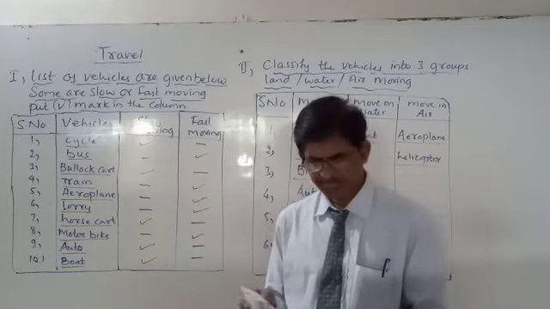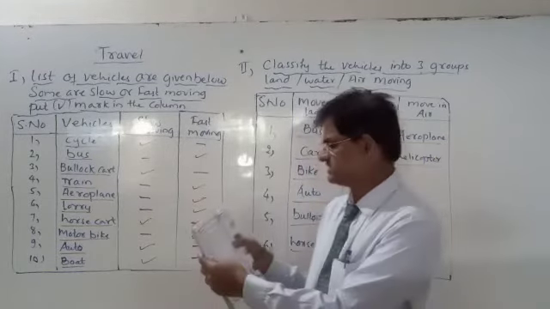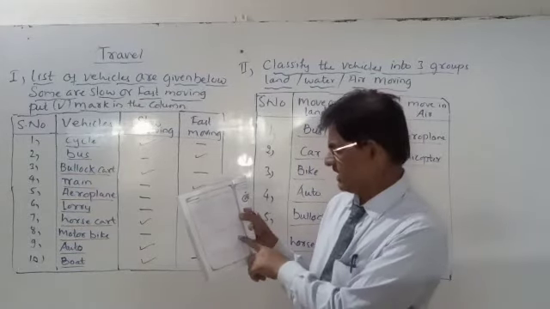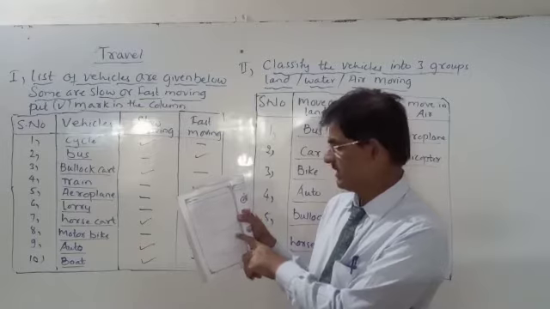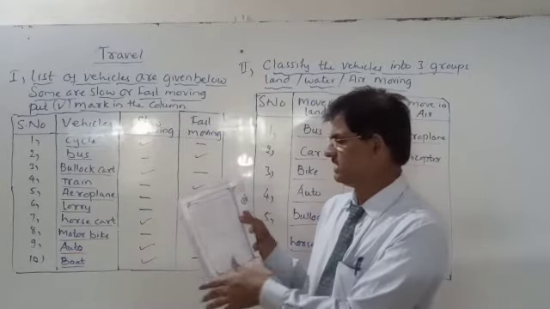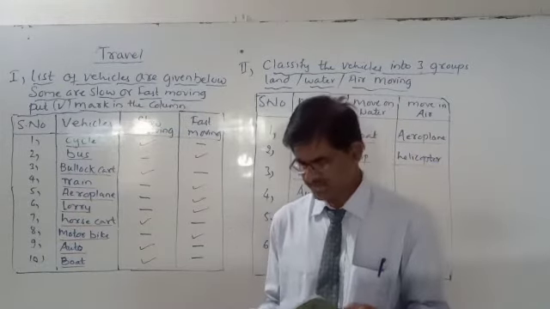Now here, join the dots and color. Recognize the vehicles. Aeroplane is there, helicopter is there, boat is there, bus is there. Join the dots and color. Recognize the vehicles.